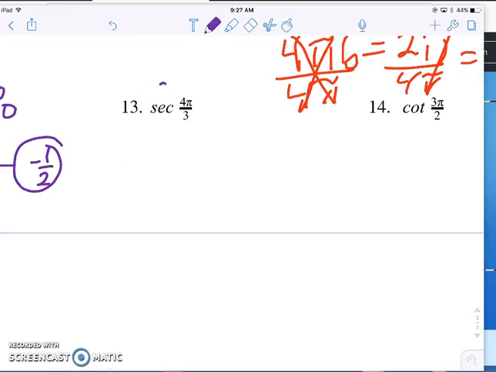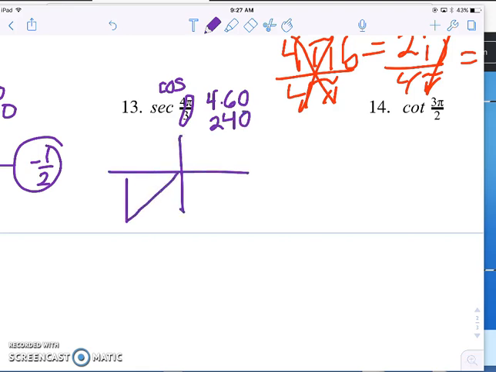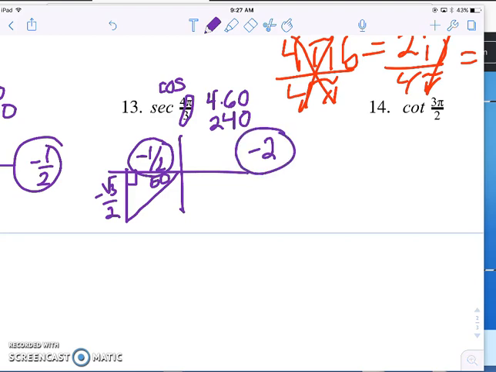Secant, that's the reciprocal of the cosine. So pi over 3, 180 divided by 3, so 4 times 60. So we have 240. So let's see, this would be 60, negative root 3 over 2. So that's negative half. So this is our cosine, but we need the reciprocal of it. So that would be negative 2.